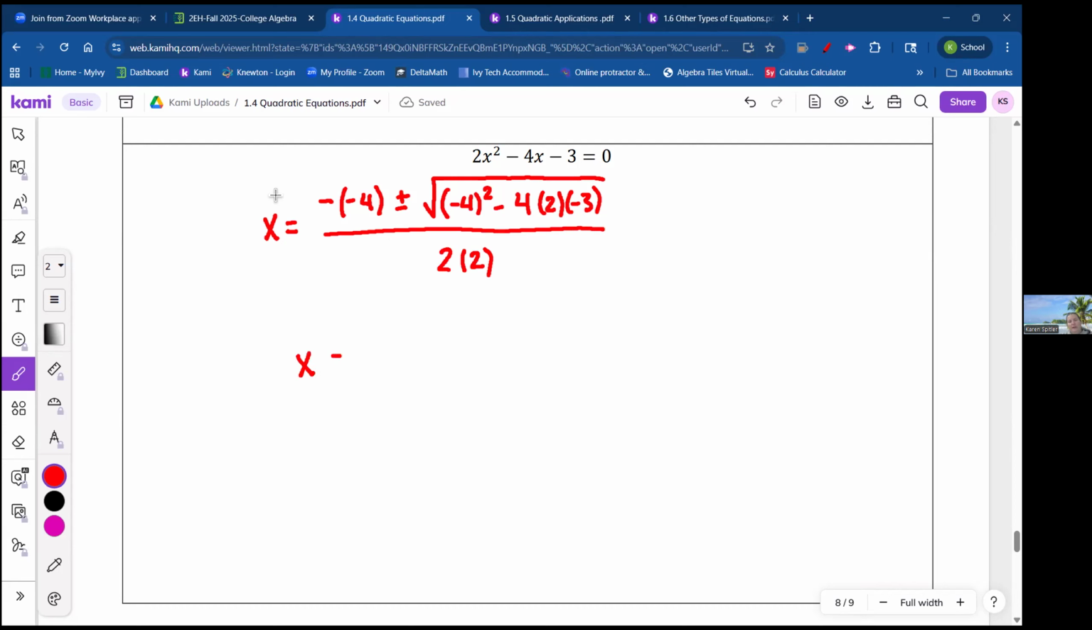We got a minus 4, which is +4. And then plus or minus, and if you throw all those shenanigans in, 16 minus 4 times 2 times -3, that actually ends up being 40. And then 2 times 2 is 4.